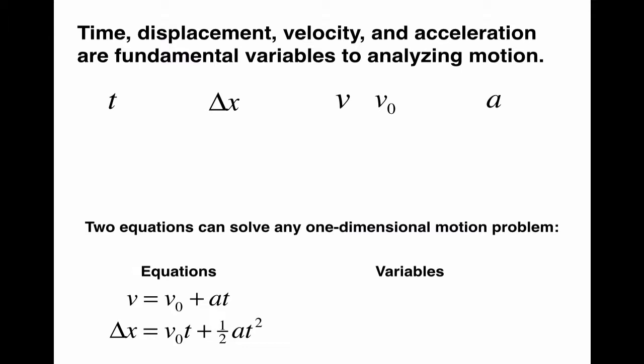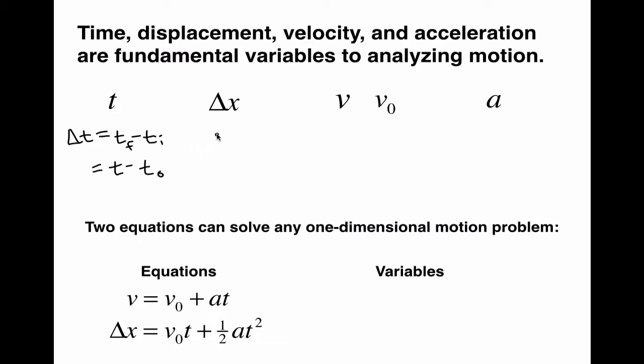Time, displacement, velocity, and acceleration are the fundamental variables for analyzing motion. We like to think of time in terms of t. And then one way to rewrite t, sometimes we like to think of time as a change in time, or a final time minus initial time. Again, we can use the convention t minus t naught. It means the same thing.